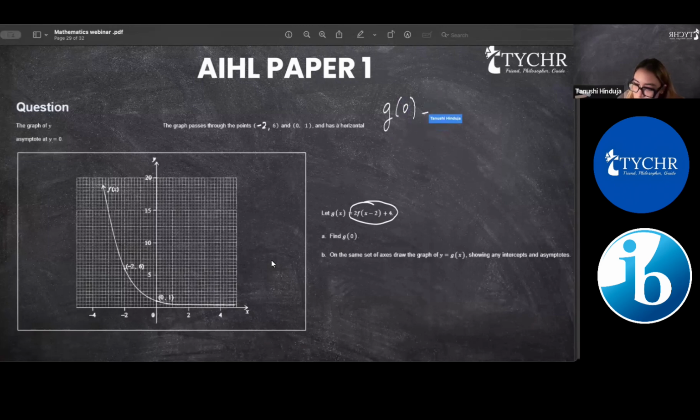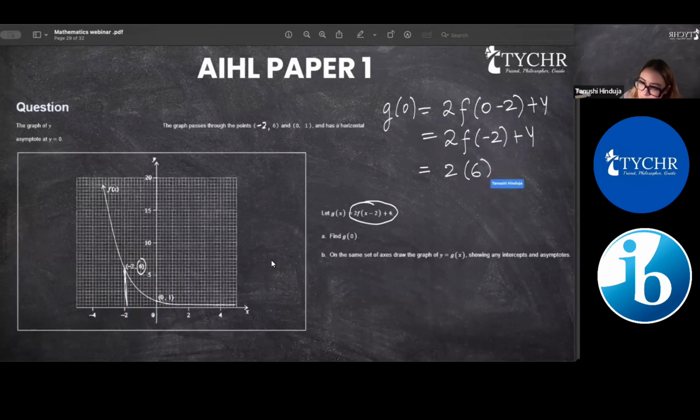So g of 0 is simply when I plug x as 0 in here, so 0 minus 2 plus 4, which is 2 times f of negative 2 plus 4. Now basically all I need is the function's value at negative 2. At negative 2, the value of the function is 6. So we have 2 times 6 plus 4, which is 12 plus 4, which is just 16. So that's the value.